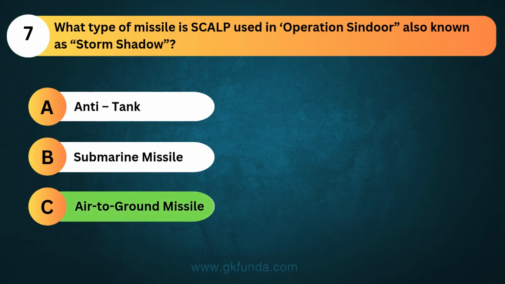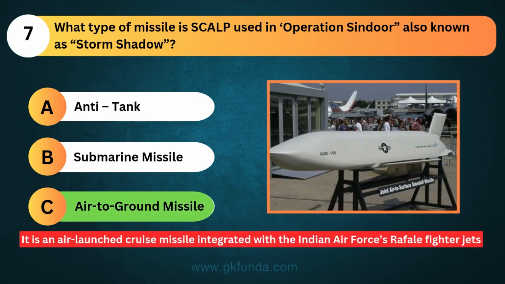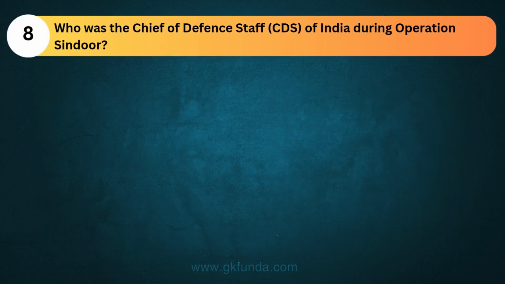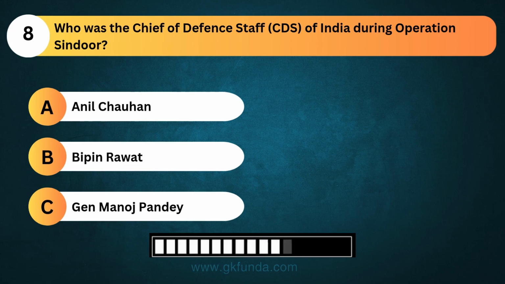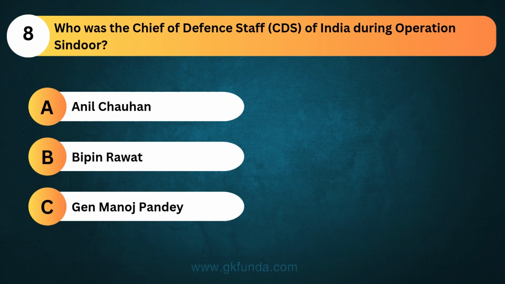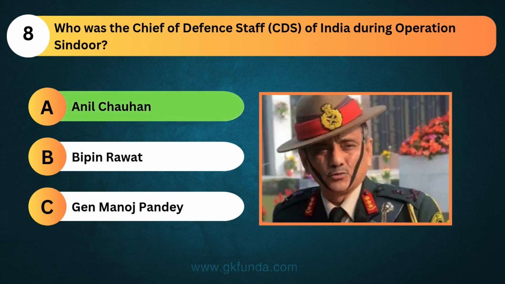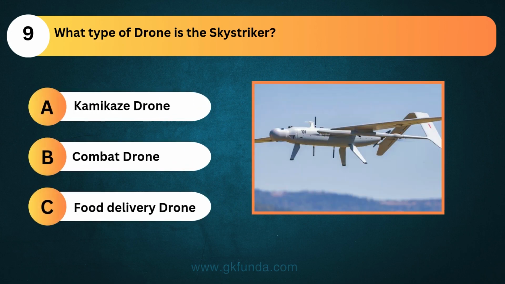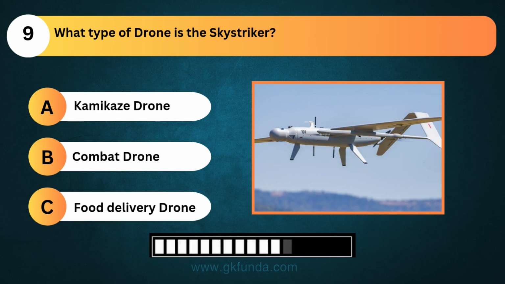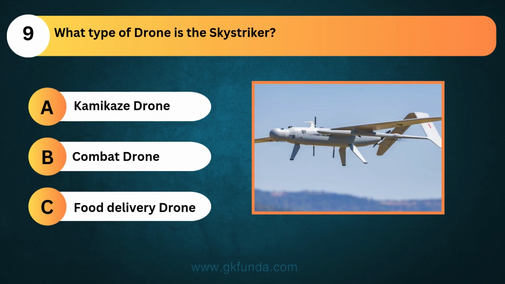The answer is option C: air to ground missile. It is an air launched cruise missile integrated with the Indian Air Force's Rafale fighter jets. Who was the Chief of Defence Staff (CDS) of India during Operation Sindoor? The answer is option A: Anil Chauhan. What type of drone is the SkyStriker? The answer is option B: combat drone.